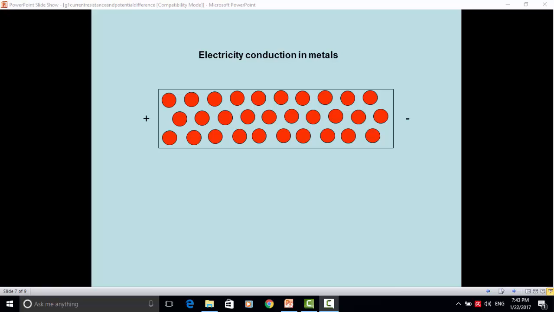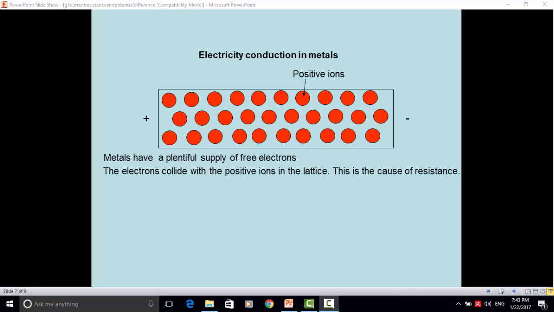Well, in metals like the filament lamp, we have a plentiful supply of free electrons, and they have to pass through the positive ions. They might take a route something like this, travelling from negative to positive, with collision after collision with the positive ions. The electrons collide with the positive ions in the lattice, and that is the cause of resistance.